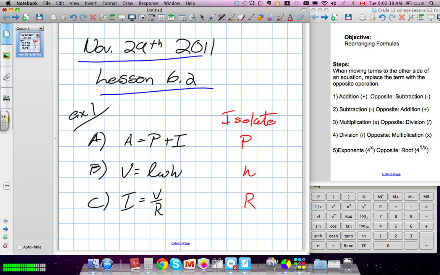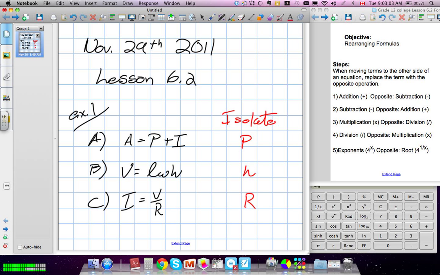We're on lesson 6.2. So, the first example we're going to go through is isolating variables in three different equations. Now, if you notice, in these equations we don't actually have any numbers. We're going to do the theory behind this, so we're going to be moving letters around. These are all variables. Each of these letters represents an unknown number.